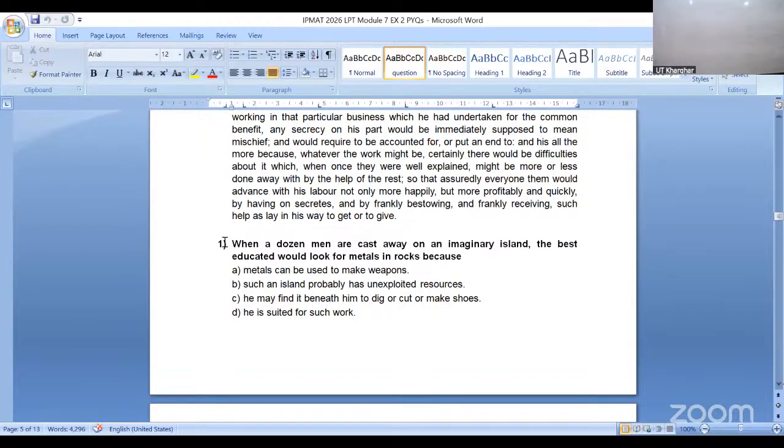Question number 1. Answer? No one's put up the answer. B or D? Yes, Riddhi, B or D? Ma'am, D, for Delhi. Anybody else? Parth, what's your answer?